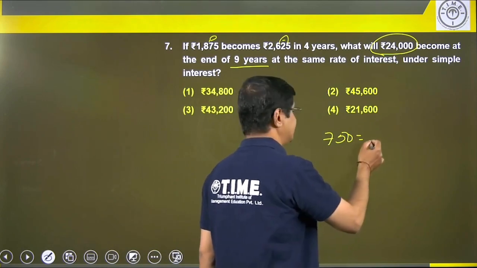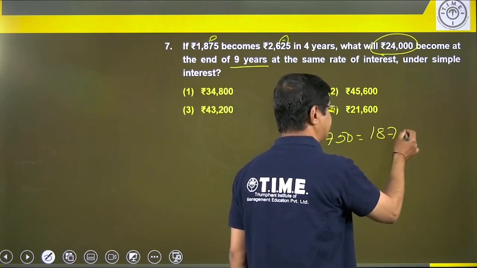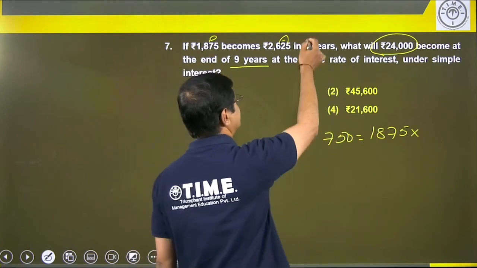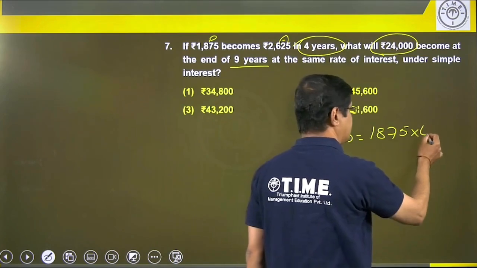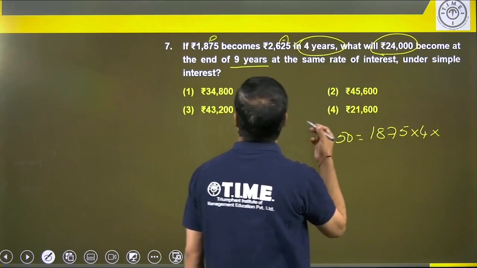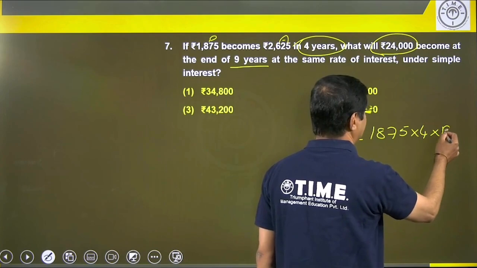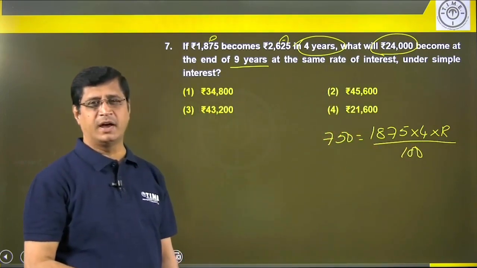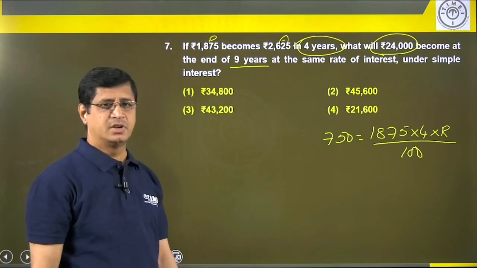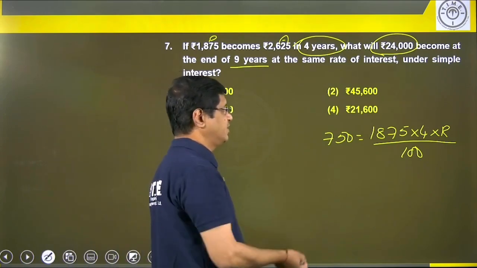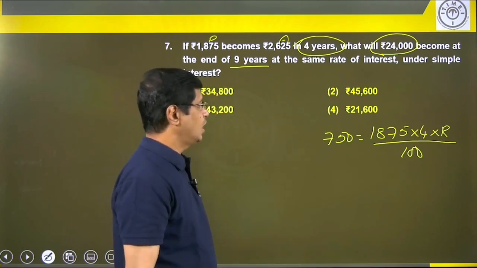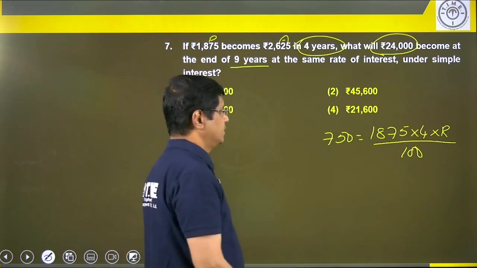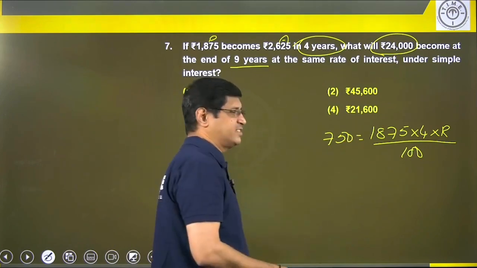Now 750 is the interest on rupees 1875 over a period of how many years? 4 years. What about the rate of interest? Rate of interest is not given, so we need to find out the rate of interest. So PNR by 100 is equal to interest. So 750 equals 1875 into 4 into R by 100. Now what is the cancellation here? Just to simplify this.